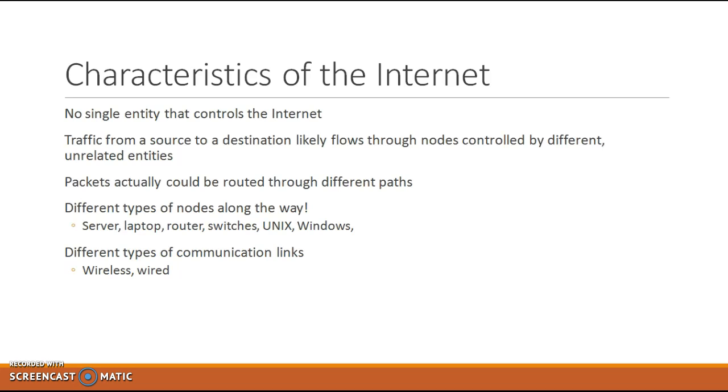There are different types of nodes along the way: server, laptop, routers, switches, Unix, Windows. So there are different types of nodes and different types of communication services. Communication is basically of two types. One is wired, which is the old one. The new one is wireless. The wired area is already mature, while wireless has more vulnerabilities and more work to be done in it.